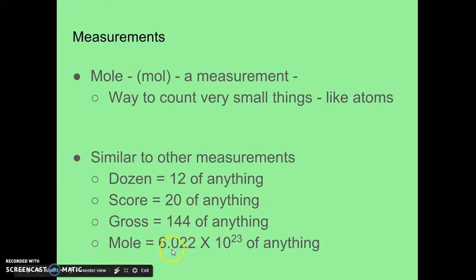The term mole just means I have 6.022 times 10 to the 23rd of anything. It's a huge number. The reason we work with that big of a number is because atoms are so small that even if I had 1 mole, which is that many atoms, it wouldn't take up very much room. So the mole, Avogadro's number, is 6.022 times 10 to the 23rd of anything.